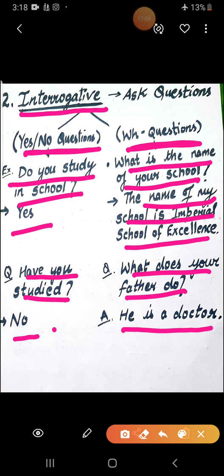I hope this much is clear in these interrogative sentences also. And one thing, it will end with this sign. What is this sign? Question mark. Don't forget this. If you are not going to put a question mark, then it is not an interrogative sentence. Don't forget that. I hope this much is clear.